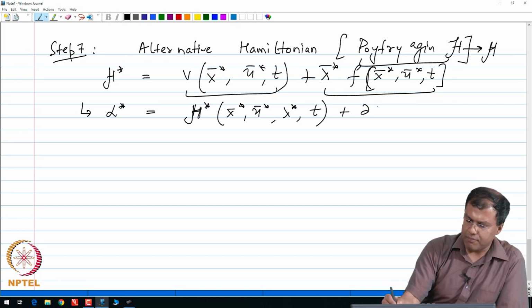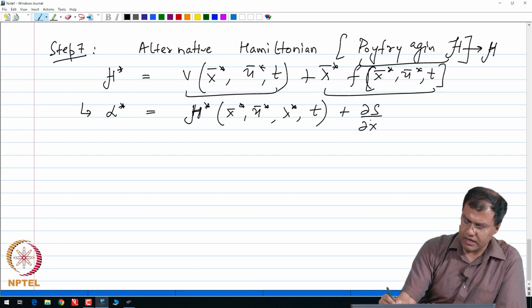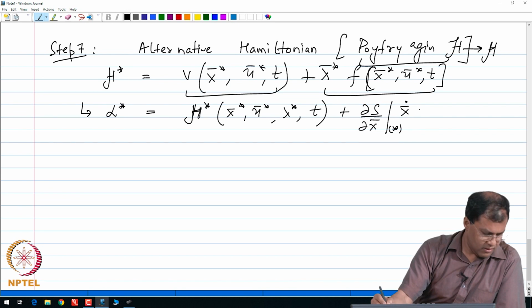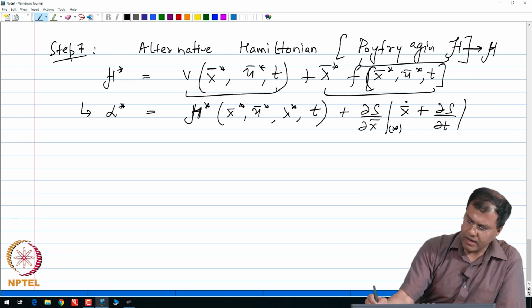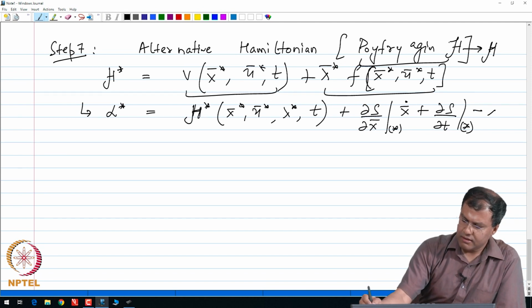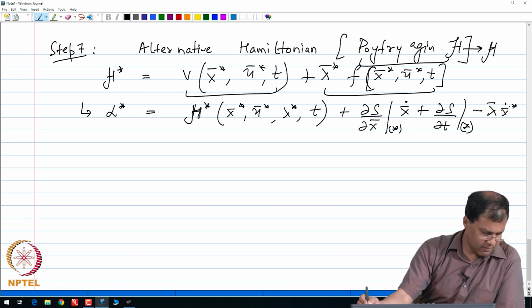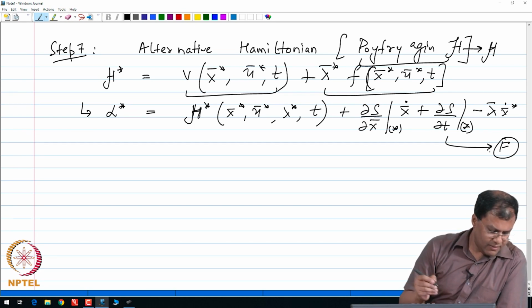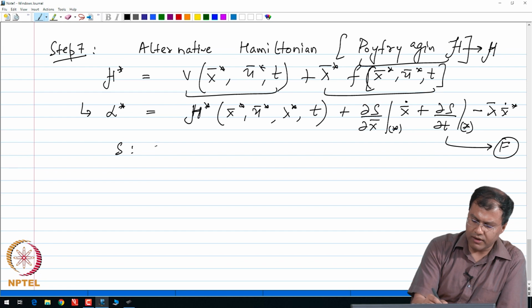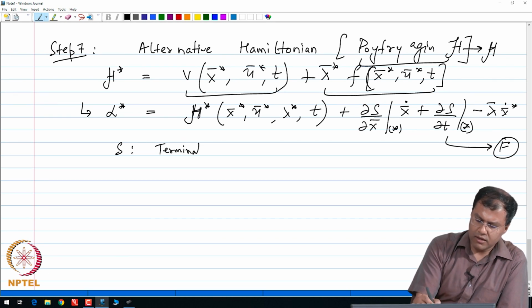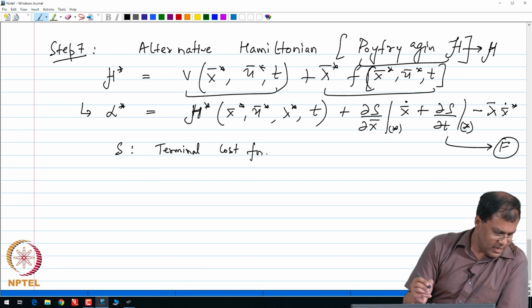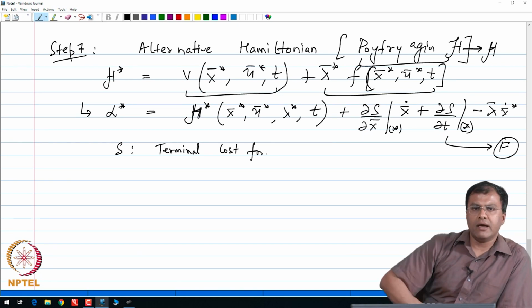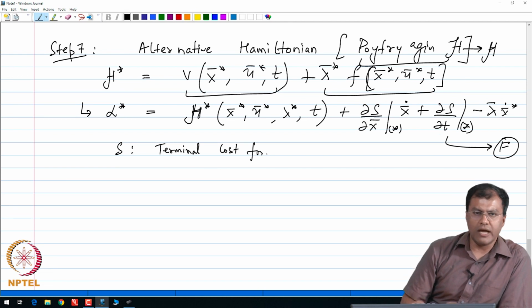plus then we have the partial derivatives of the cost function, partial s partial x at star condition times x bar dot, plus partial s partial t at star condition, minus lambda bar x bar dot star. Okay. So, let me call this our condition number f. And then again recall that s is our terminal cost function. And then let me quickly write down all my constraints from the Lagrangian form to the Hamiltonian form.